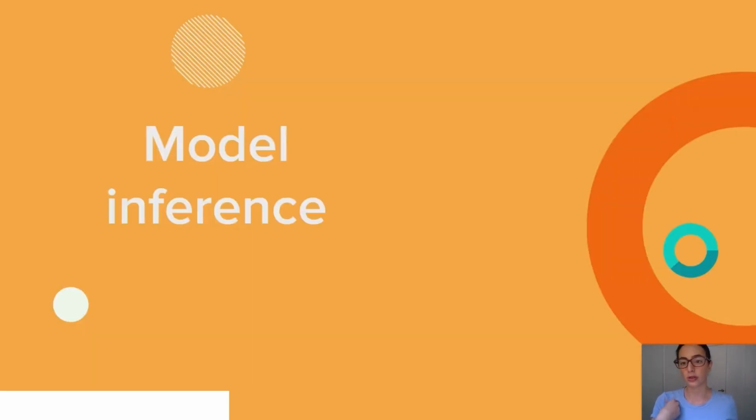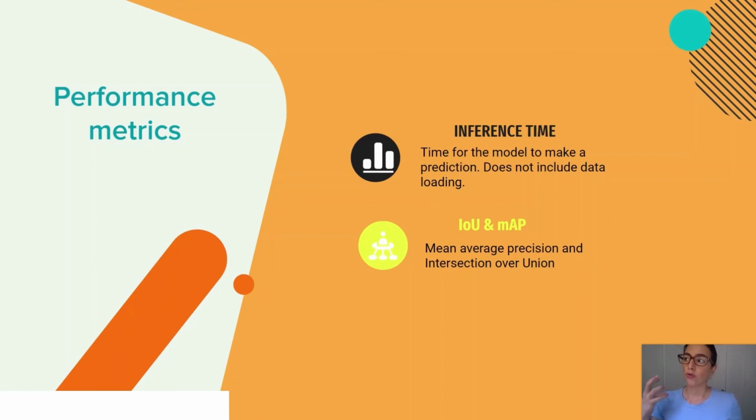Finally, we're going to talk about model inference. We look at 2 main performance metrics when we are thinking about the components for this layer, and those are inference time and accuracy metrics. Inference time does not include the time it takes to load the image, decode the image, or transform the image. It's the time that it takes for the algorithm to return a prediction. And remember that in object detection, we are trying to localize the object, but also to classify the object into the correct class.